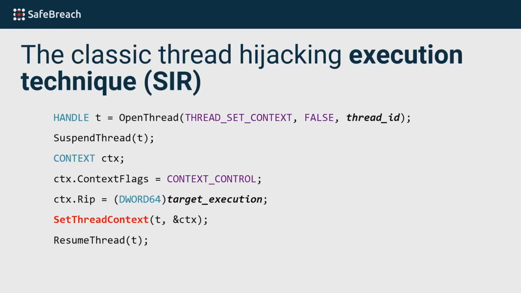So that was the APC style execution, and now moving to a classic thread hijacking execution technique, suspend, inject, and resume, SIR for short. Again, the naive representation of this attack is opening the thread, suspending the thread, and then using SetThreadContext with our RIP pointing at our desired location, and ResumeThread, and the thread is resumed with the RIP in our desired location, and starts executing our code.